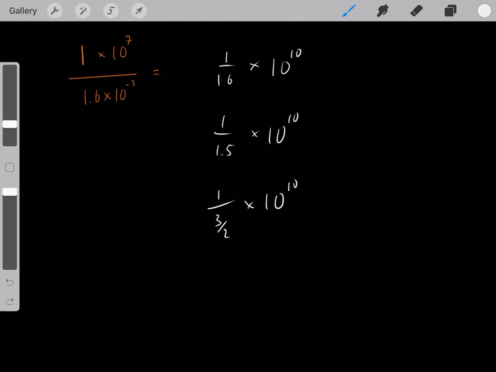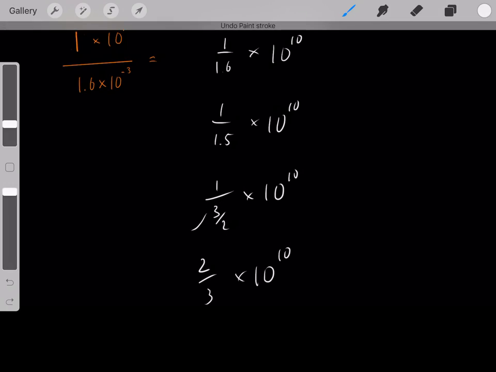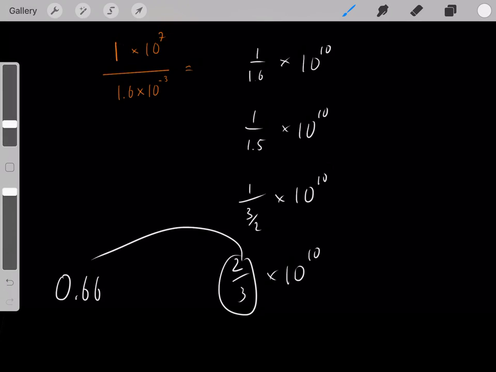And we know the way fractions work, we do the reciprocal when throwing it upstairs. So when we have a fraction in the denominator, we do the reciprocal when we throw it upstairs. So that's the same thing as 2 divided by 3 times 10 to the 10. It's 2 divided by 3 because we take this, do the reciprocal, and throw it upstairs. So now we have 2 over 3. And we know 2 over 3 is 0.66. So we know this is 0.66.